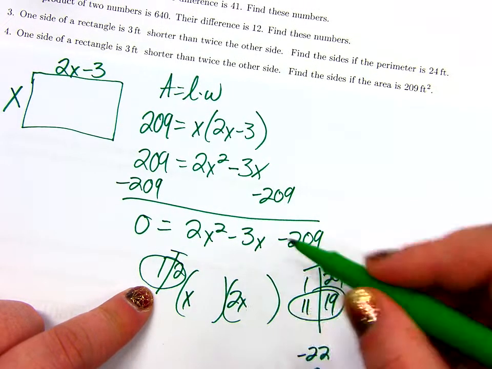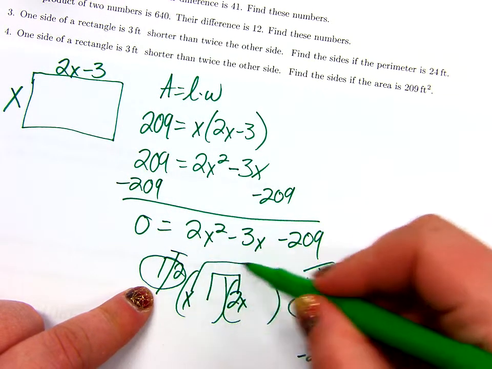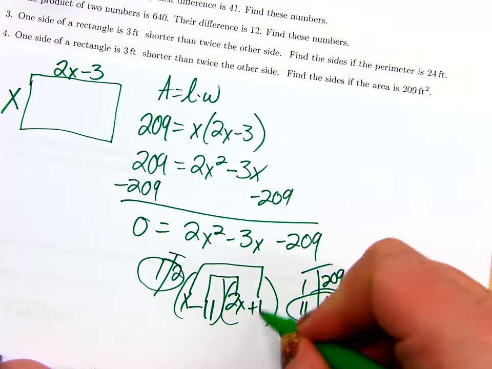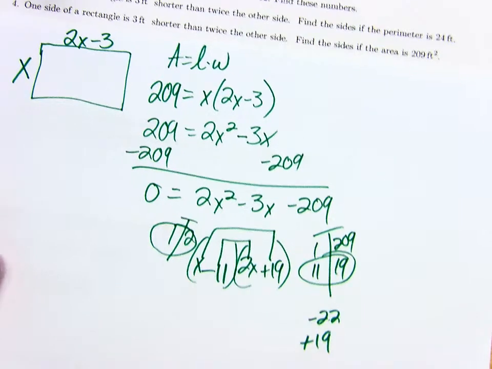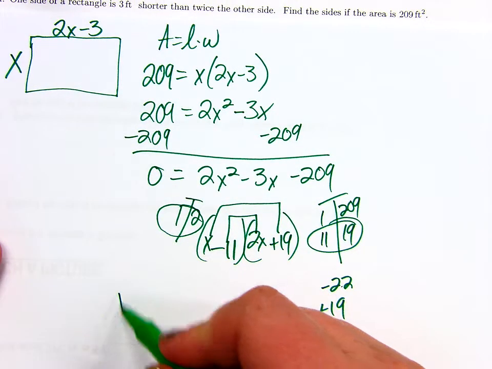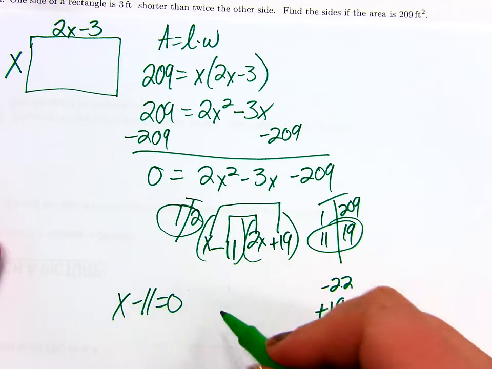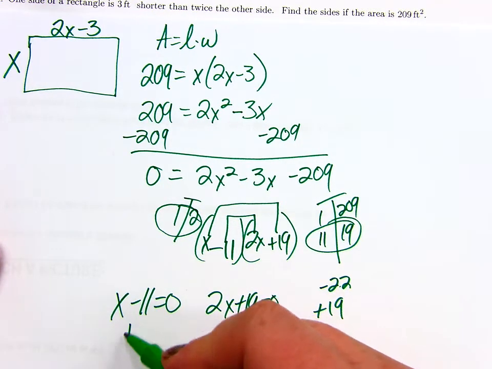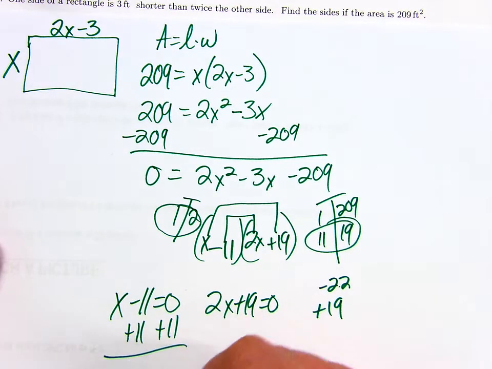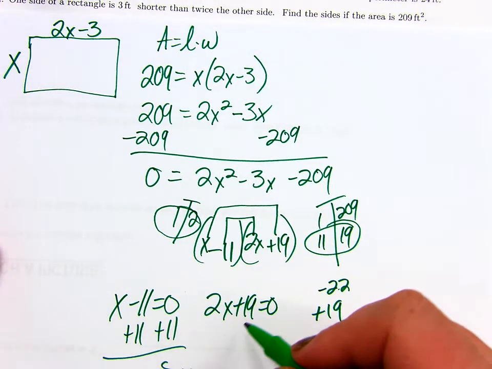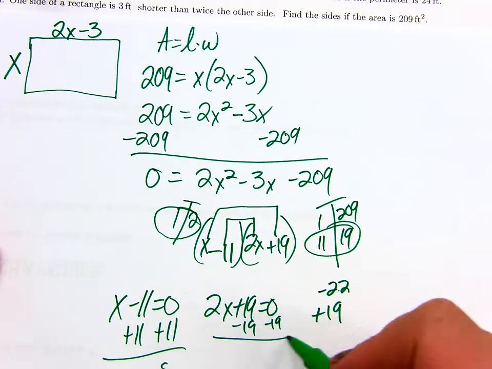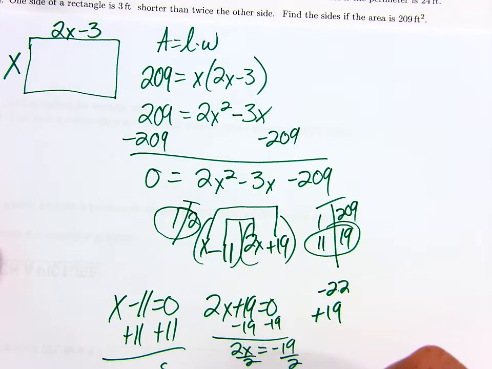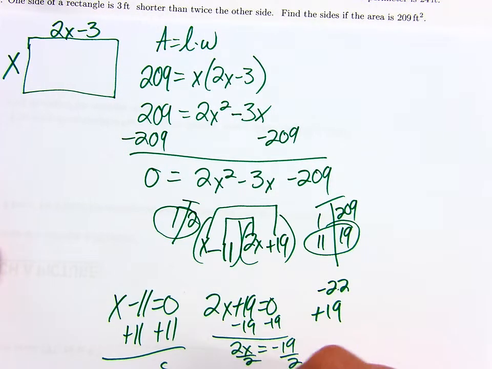x, 2x, negative 22. So you're a negative 11, you're a plus 19. So that means my x minus 11 equals 0 and 2x plus 19 equals 0. Solve each one and there's my answers. One answer is 11. The other one appears to be negative 19 over 2.